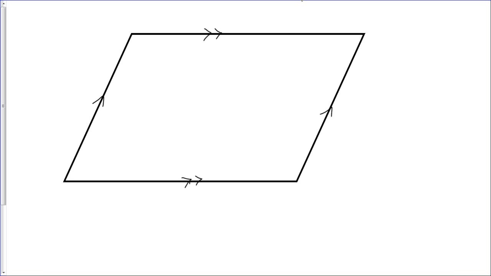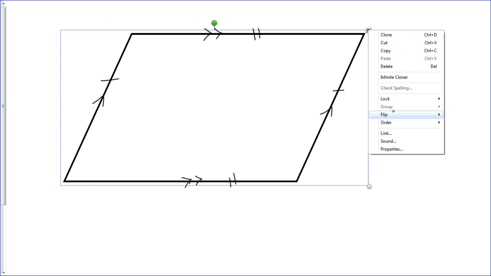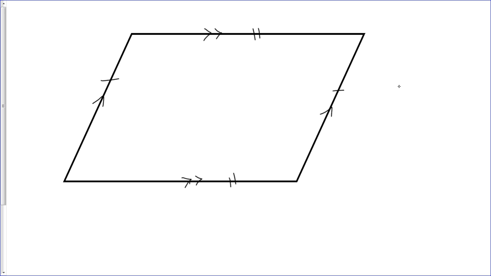So we have a quadrilateral, and opposite sides are parallel. That makes it a parallelogram. That's all a parallelogram is: some kind of quadrilateral with opposite sides parallel. Now, in a parallelogram, the opposite sides are not only parallel, but they're congruent. So let's put our congruent marks as well. In a parallelogram, opposite sides are parallel and congruent. Now, let's talk about the consecutive angles part.